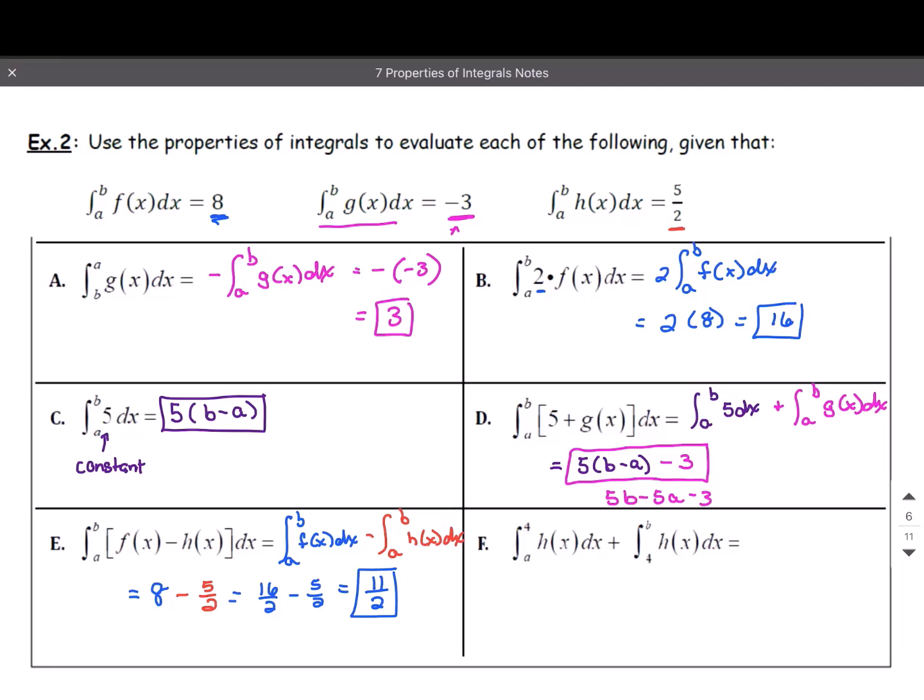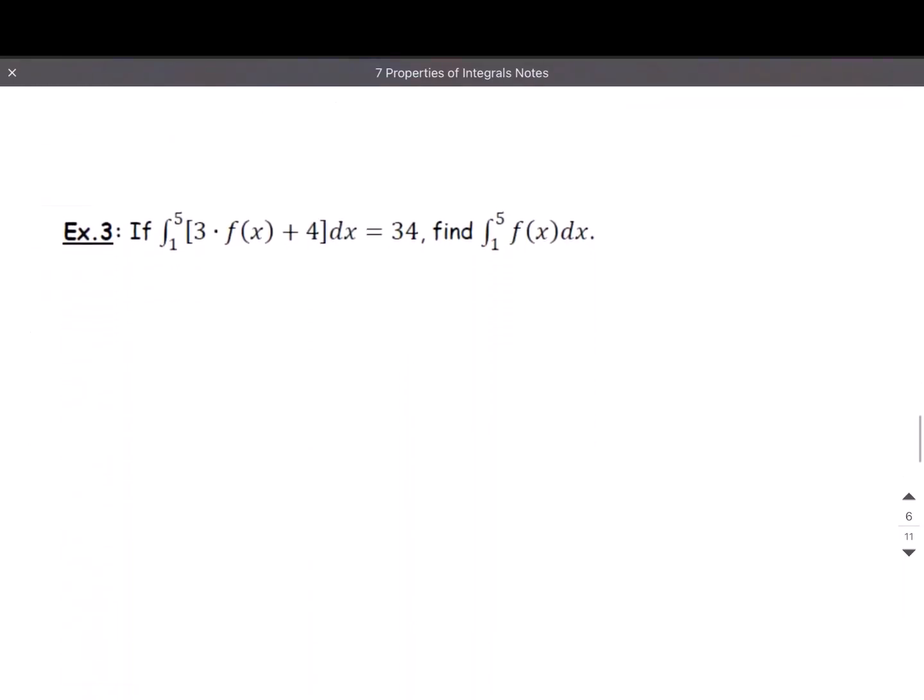Next up, we have addition. Notice this addition problem. We have the integral from a to 4 of h of x dx plus the integral from 4 to b of h of x dx. Those limits are going to connect, and we can say that's equal to the integral from a to b of h of x dx. And we know that that value is 5/2. Done. Okay? Here's another problem.